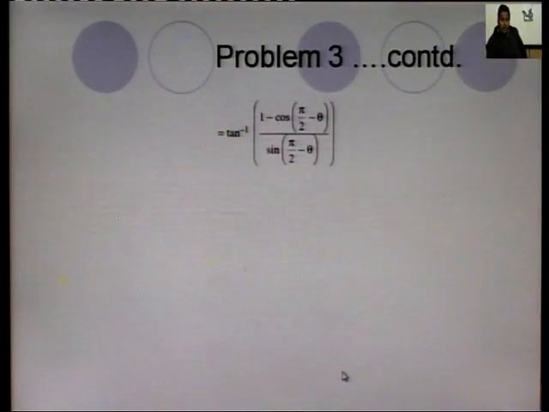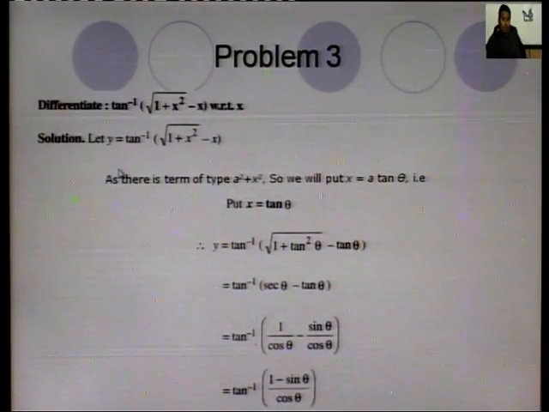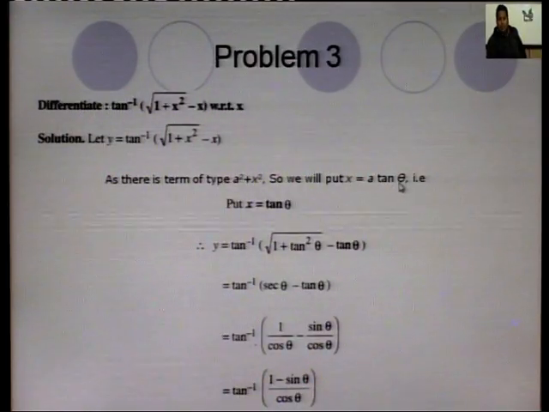The only thing we have to remember here is that before the substitution, we have to see the term inside the brackets. What is the term inside the bracket? If the term inside the bracket is of the type a square plus x square, we have the table. From that table we have to do the substitution x equal to a tan theta.